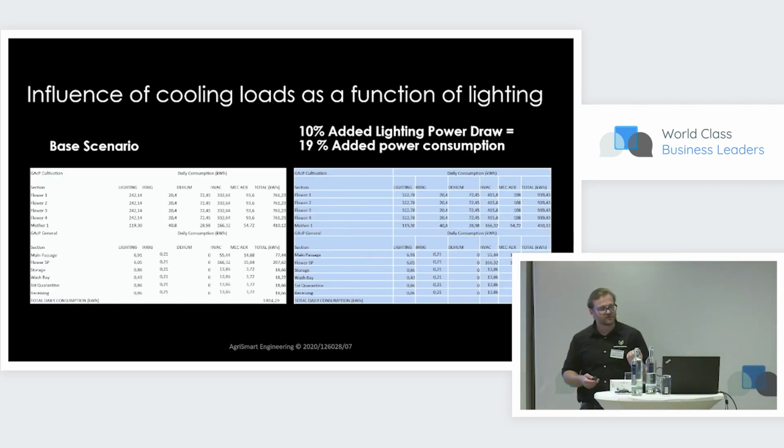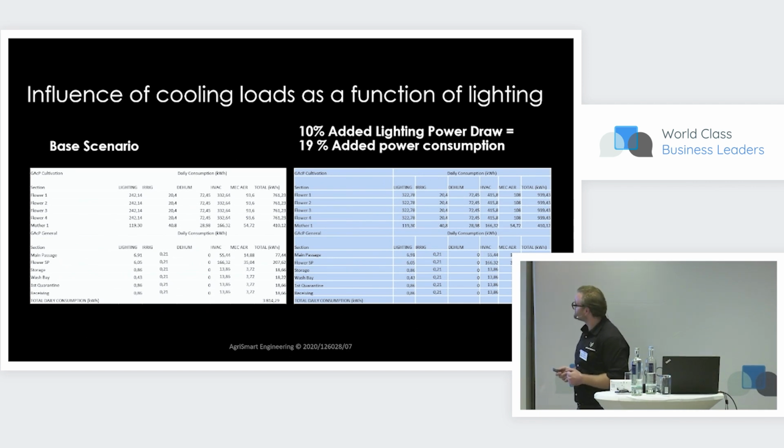When you look at the influence of cooling loads as a function of lighting, you'll see the following. In the first column, we've got the section of the facility with the corresponding room. On the top, you'll see the constituents: lighting, irrigation, dehumidification, HVAC, and mechanical aeration. What we have done in this exercise, just to illustrate the point, is to increase the lighting power consumption by 10%. And this then demonstrates the non-linear effect that that increase has across the board.